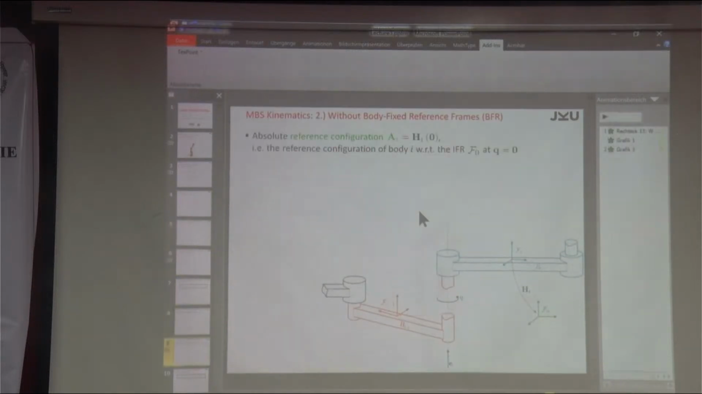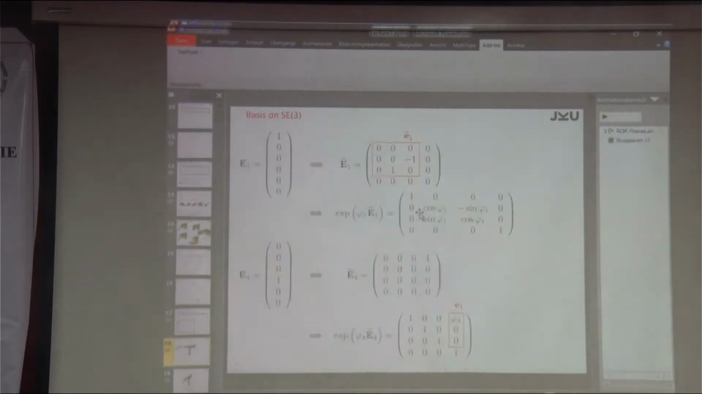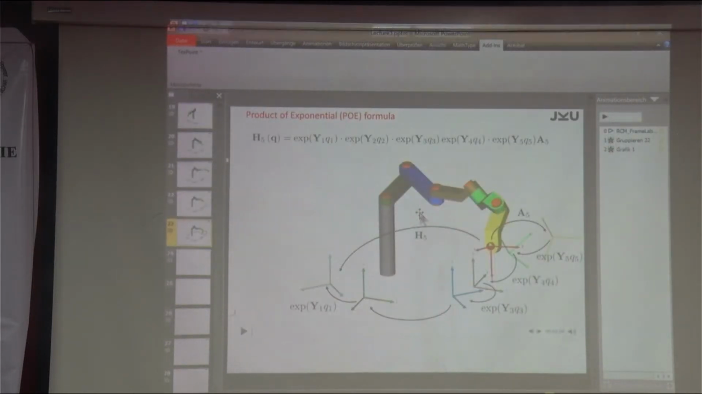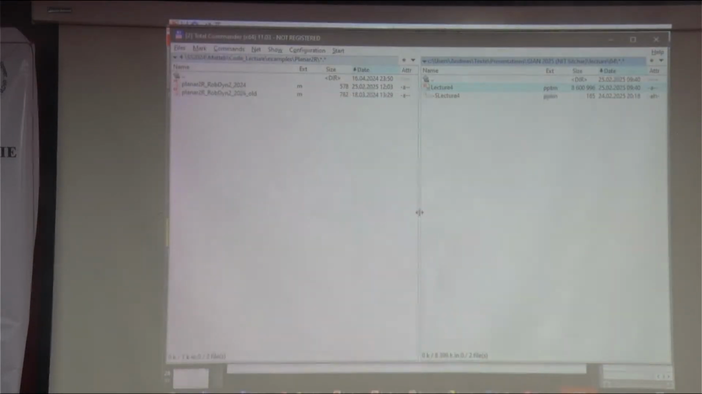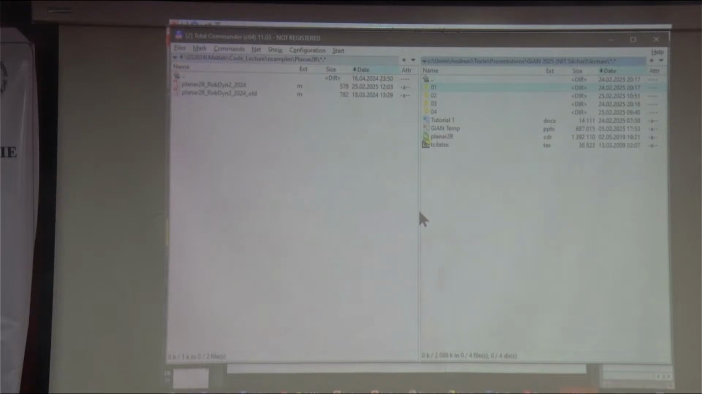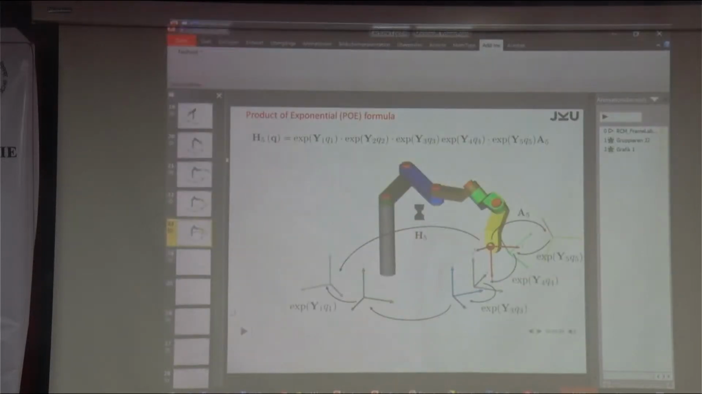I'm looking for a nice picture while you are thinking about the answer. No, that's not a nice picture. Maybe I have a... Yeah, maybe you go to the first one. Okay.